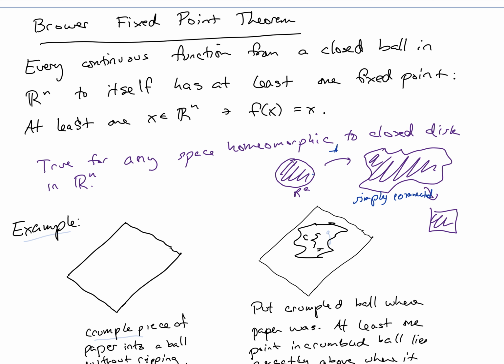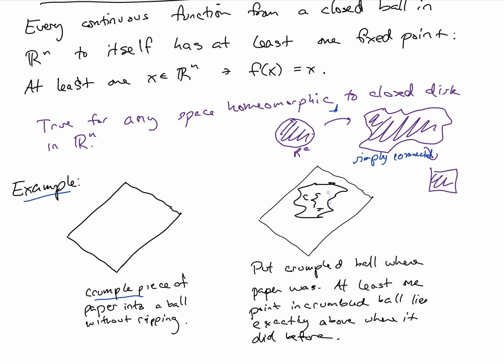So, as an example, say we've got a piece of paper that's sitting on a desk, and let's crumple it into a ball without ripping it, and put it down right where it was, touching somewhere where it was on that original piece of paper. Then there's at least one point in the crumpled ball that still lies exactly above where it did as a piece of paper lying on the desk. This is a continuous transformation.